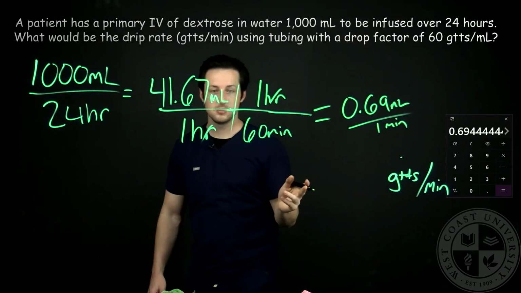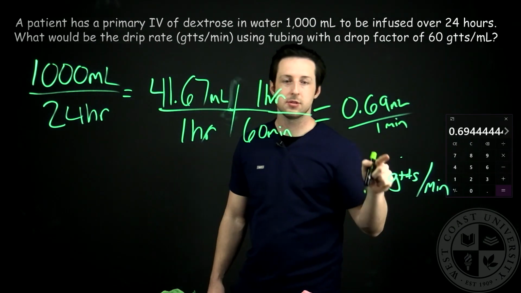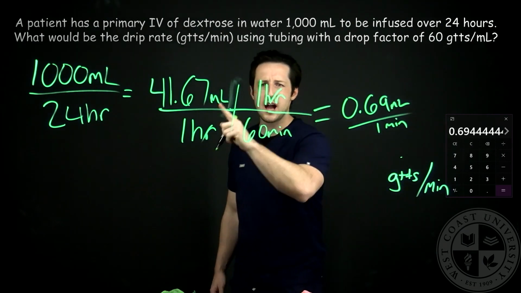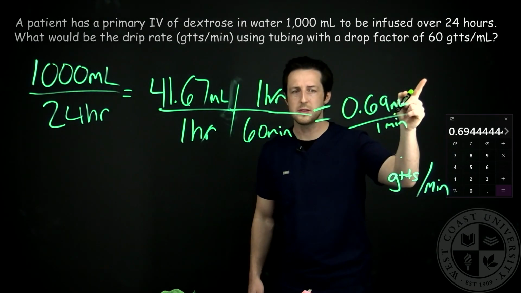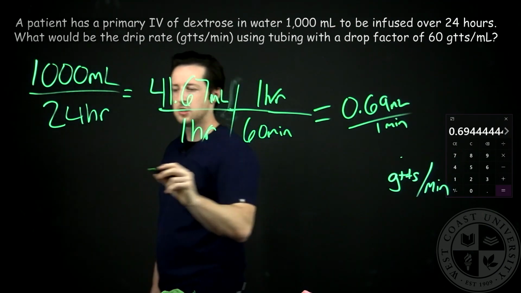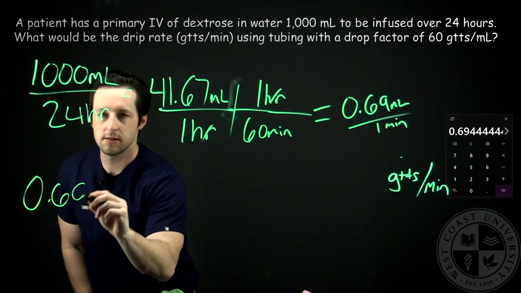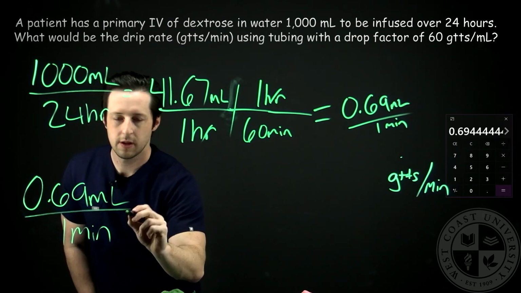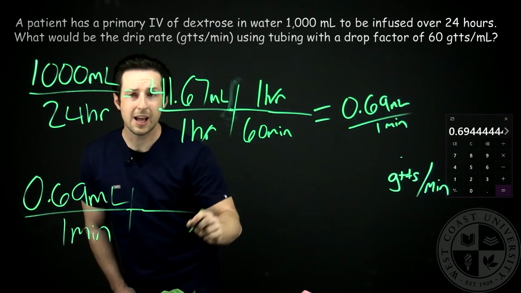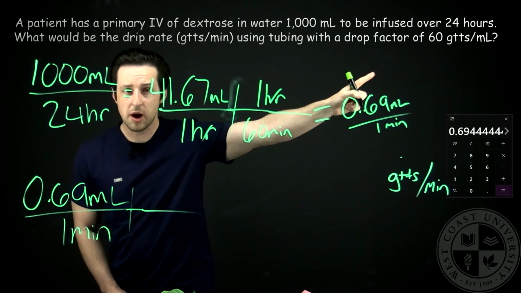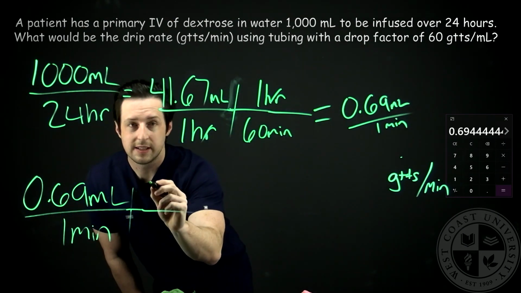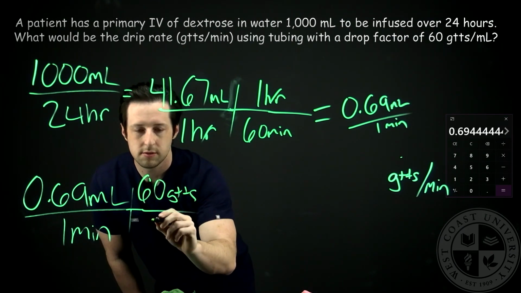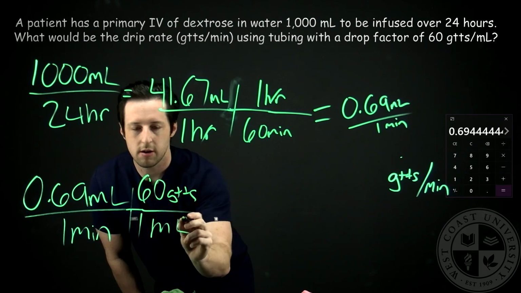The bridge continues. Okay, but we need drips per minute. Well, we got minutes now. We need to get rid of the milliliters. Well, do we have a number up here that says we can do that? Well, of course, we have the 60 drips per milliliter. So we have 0.69 milliliters per 1 minute. Let's finish our bridge here. And our conversion factor is going to be our drop factor. So it's 60 drips per 1 ml. Our mLs cancel out.